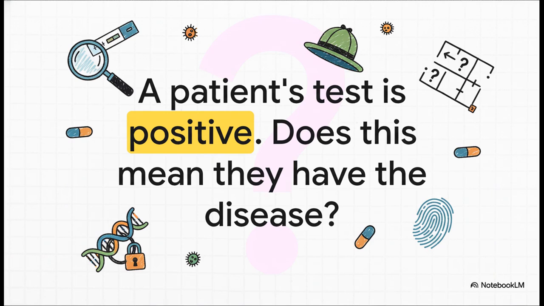Here's our case. A patient's test comes back positive for a really serious disease. Now, the test is super accurate, so common sense tells you they have it, right? Well, you might be surprised. And by the end of this, you'll know exactly why the obvious answer isn't always the right one.